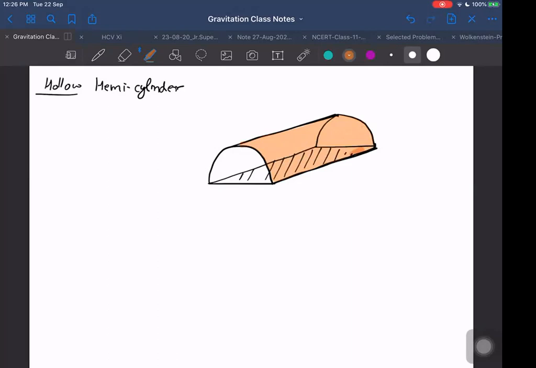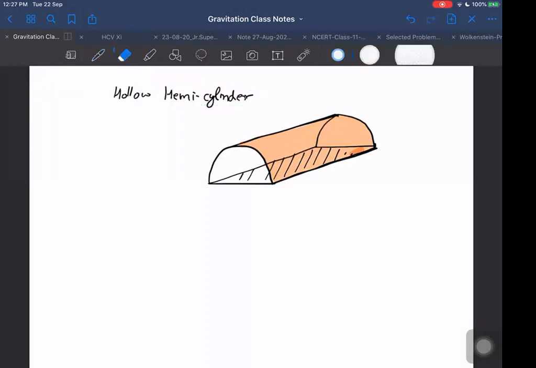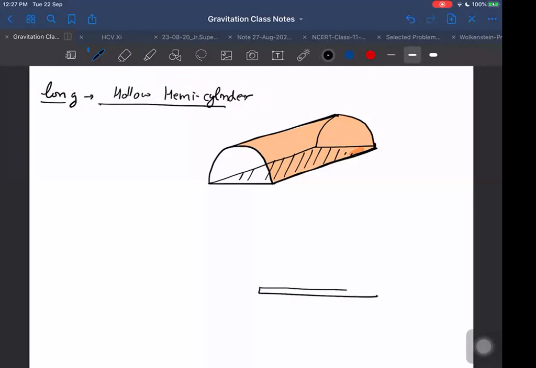Right. So in this hemicylinder, what is the force exerted by the curved part on the base part? We want to find it. Gravitational force between the curved and the base part, if it is a long hollow hemicylinder. This is one question which is in my mind, and there is one more which I can take after this is done.